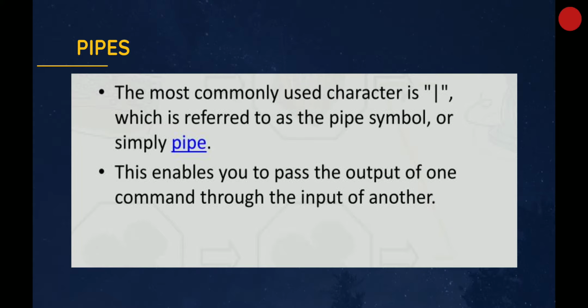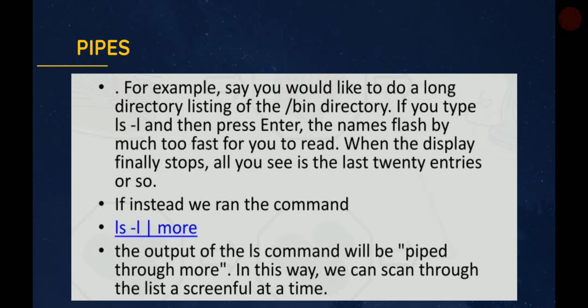If instead we run the command ls -l /bin | more, the output of the ls command will be piped through more, because we give the pipe symbol before more. In this way, we can scan through the list a screenful at a time. In the previous step the display flashed too fast to read anything except the last 20 entries, but here a page full of entries is visible, then it stops, and after seeing that it will go to the next.